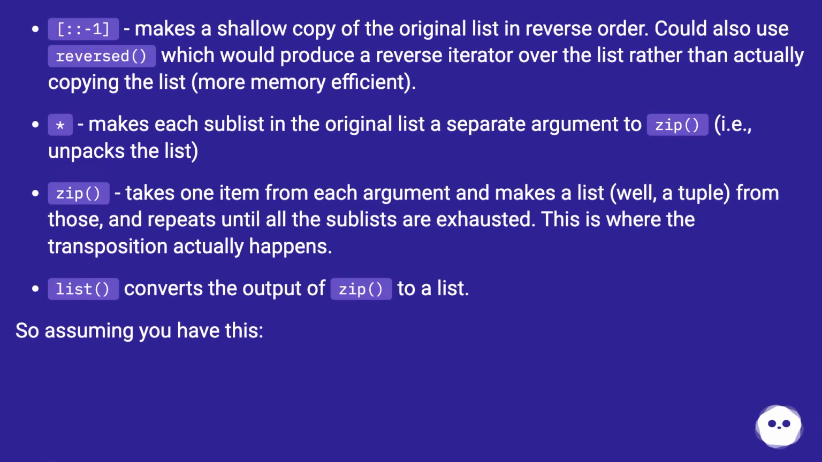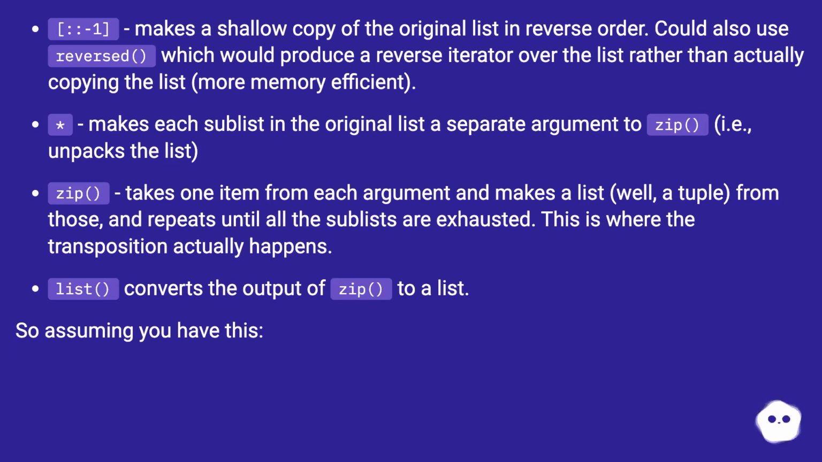Column -1 makes a shallow copy of the original list in reverse order. Could also use reversed, which would produce a reverse iterator over the list rather than actually copying the list, more memory efficient. Asterisk makes each sublist in the original list a separate argument to zip, i.e., unpacks the list.